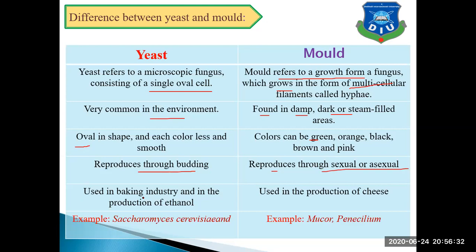Yeast is used in the baking industry and mostly in the production of ethanol. It's also used in wine and beverage industries, where fermented beverages are produced with the help of yeast, and mold is mainly used in the production of cheese. Only pathogenic yeast, that is yeast-like fungus, can produce disease in human bodies, and mold obviously produces disease in human bodies. Example of yeast: Saccharomyces cerevisiae. Examples of mold: Mucor and Penicillium.